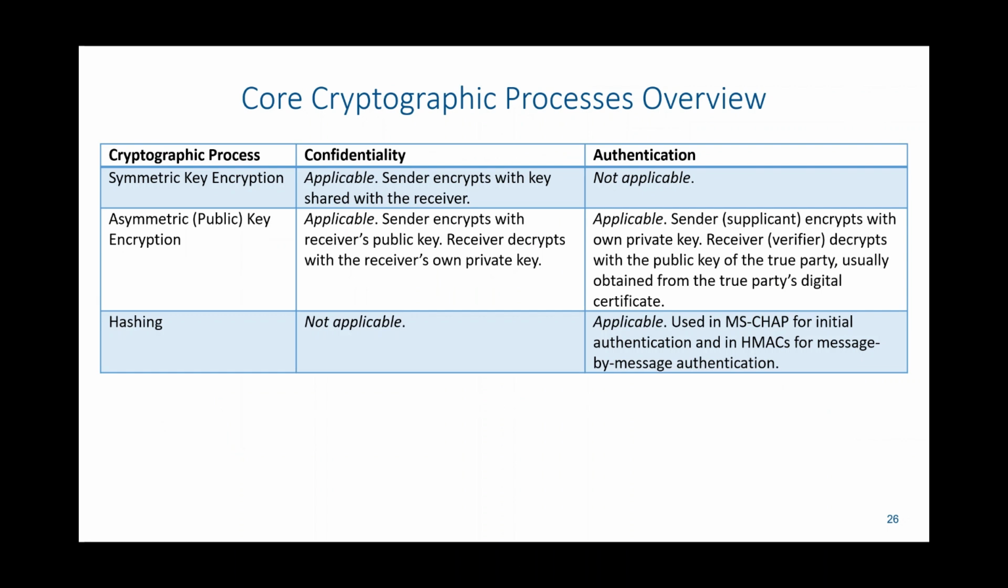Whereas asymmetric encryption, confidentiality is applicable in that the sender encrypts with the receiver's public key, and then the receiver decrypts with their own private key. Authentication is possible because the sender encrypts with their own private key, and the receiver could decrypt with their public key to ensure that they are actually communicating with the true party. Hashing confidentiality is not applicable because hashing is irreversible. Authentication is applicable because a lot of times we are going to be able to use this as a password to be able to get into a system. It is also used for a lot of the authentication measures that we use, etc.